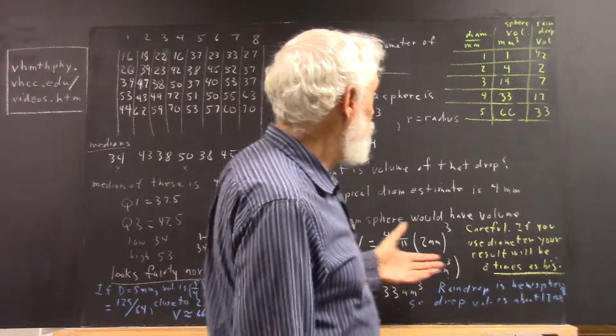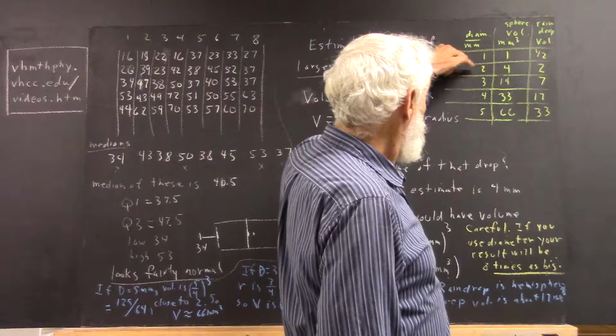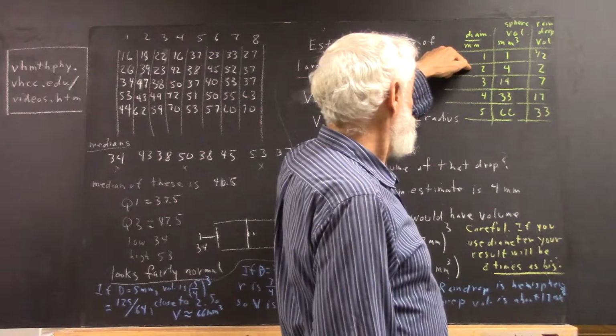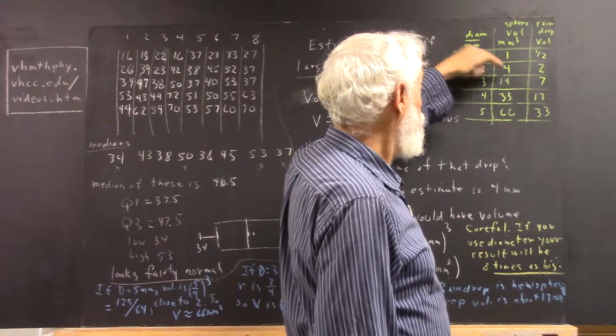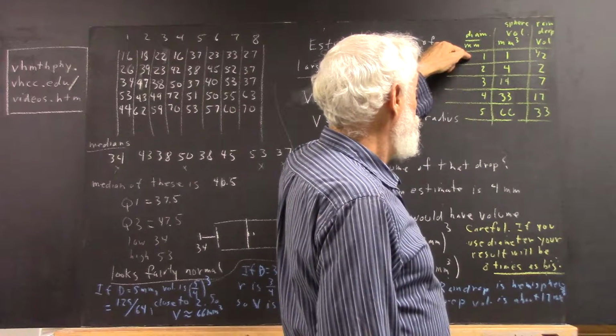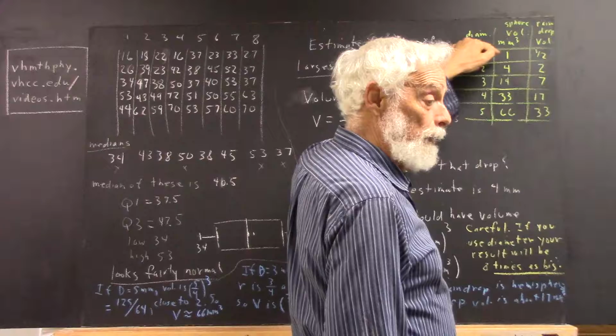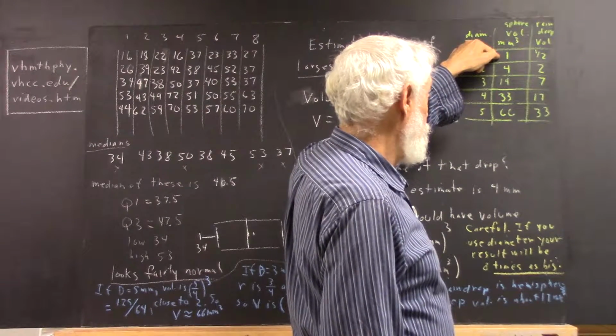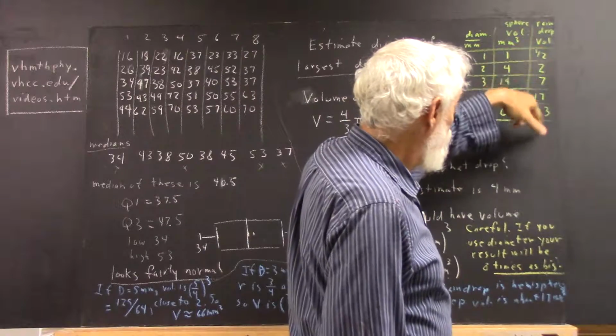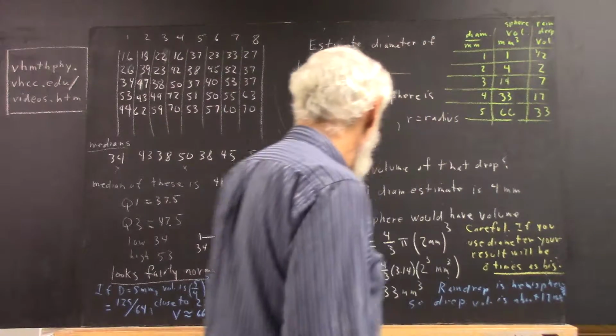Using similar reasoning, we can figure that a 2 millimeter diameter would give us about a 4 cubic millimeter volume, and a 1 millimeter diameter gives about a 1 cubic millimeter sphere volume. Cutting each of these in half, these then would be the volumes of our raindrops.